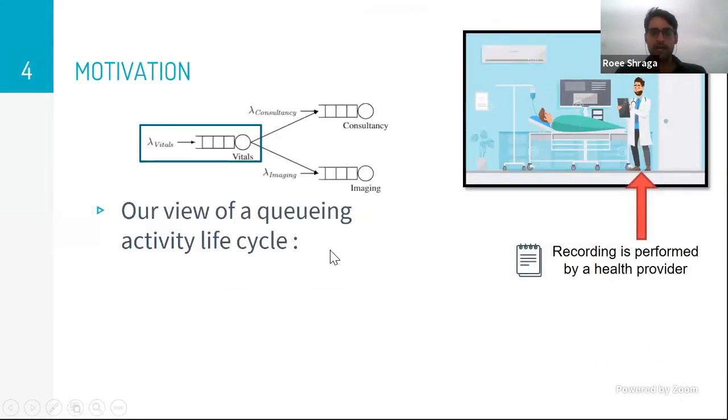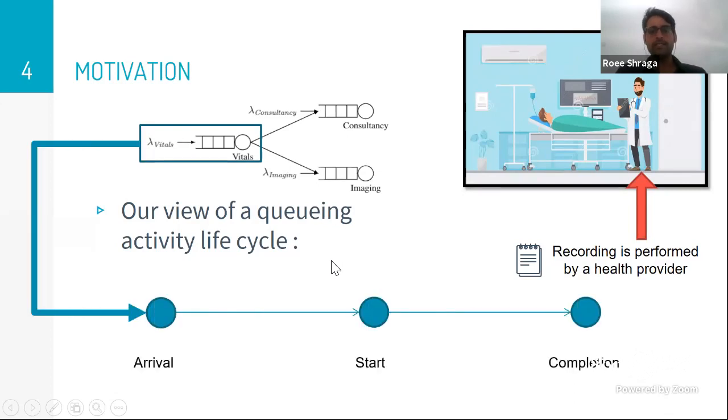Looking into each of these steps, this is our view of a queuing activity lifecycle. Looking at a single activity, we consider three lifecycle states: arrival, start, and completion. The start and completion events are known since the resource who conducted this activity reports them. Yet, the time at which the patient has arrived to the system is usually not recorded. In what follows, when the patients arrive externally, their arrival time is missing. This, in turn, withholds our ability to provide the patient with the queue length and the waiting time.